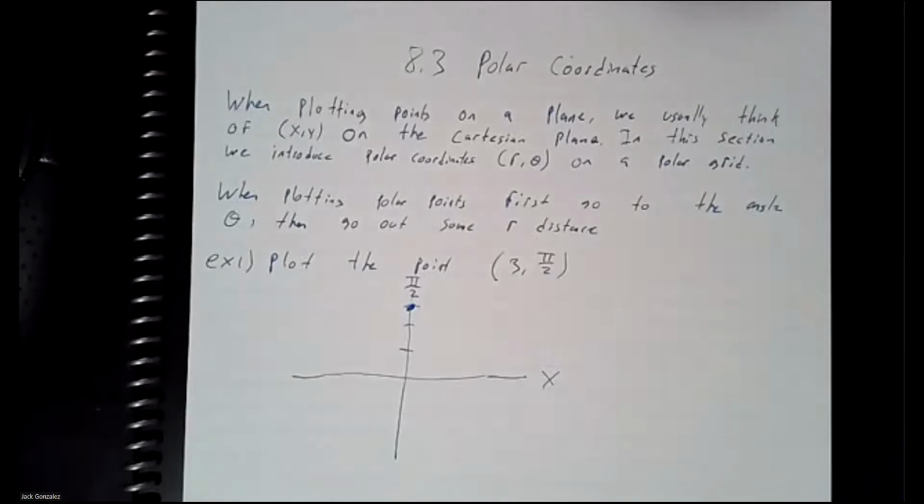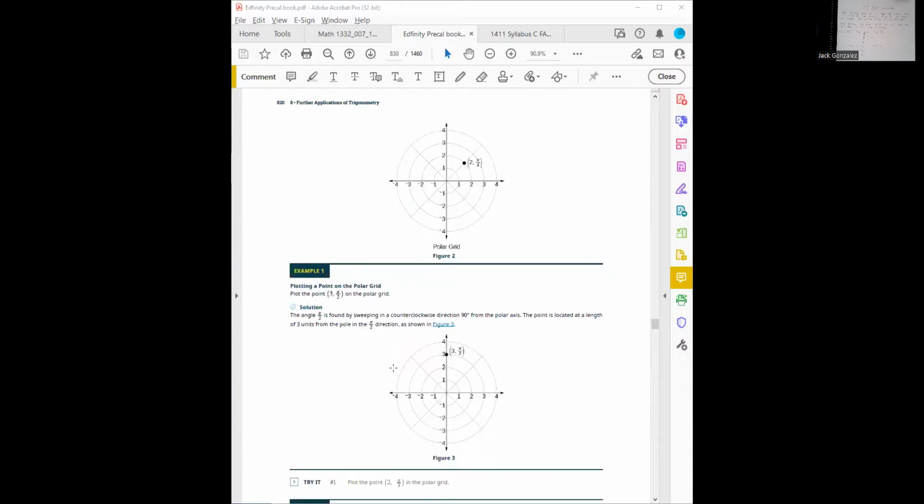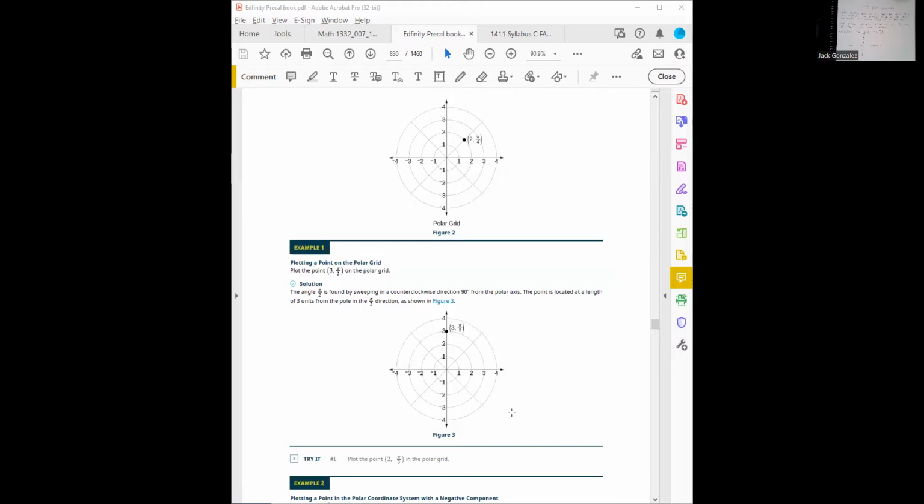Now visually, let me show you the book. They have a better picture. Right here, you can see the example 3 comma pi over 2. This is called the polar grid right here. So you sweep to that angle in question, pi over 2, which is 90. So I go over there and then I go out 3. So go 1, 2, 3. Now there's many ways to represent an angle, which means there's multiple ways to represent this particular point.